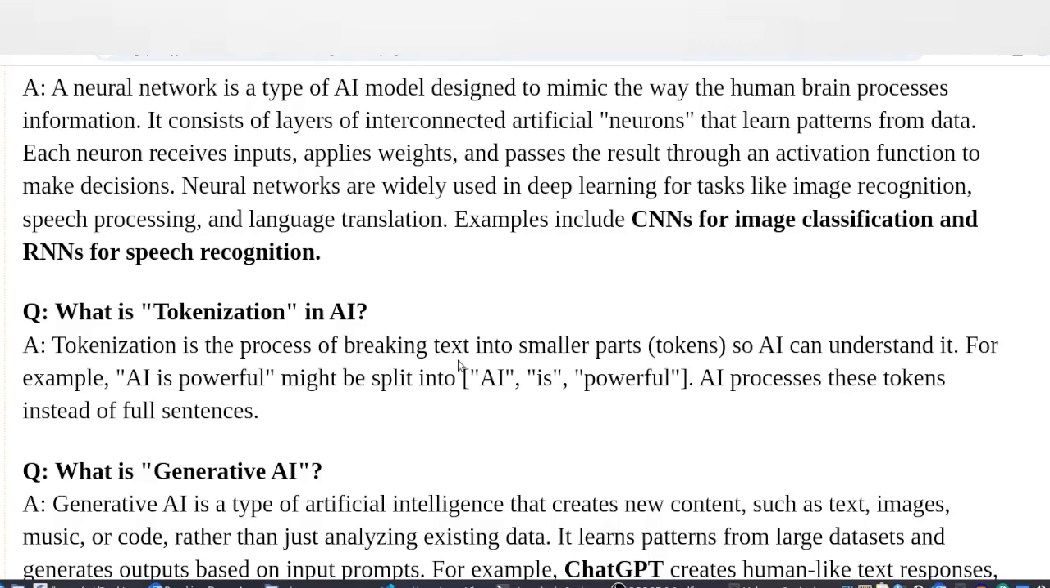Then what is tokenization in AI? Tokenization is the process of breaking text into smaller parts, tokens, so AI can understand it. For example, "AI is powerful" might be split into "AI", "is", "powerful". AI processes these tokens instead of full sentences. So usually in case of ChatGPT, a token will be around 4 characters.